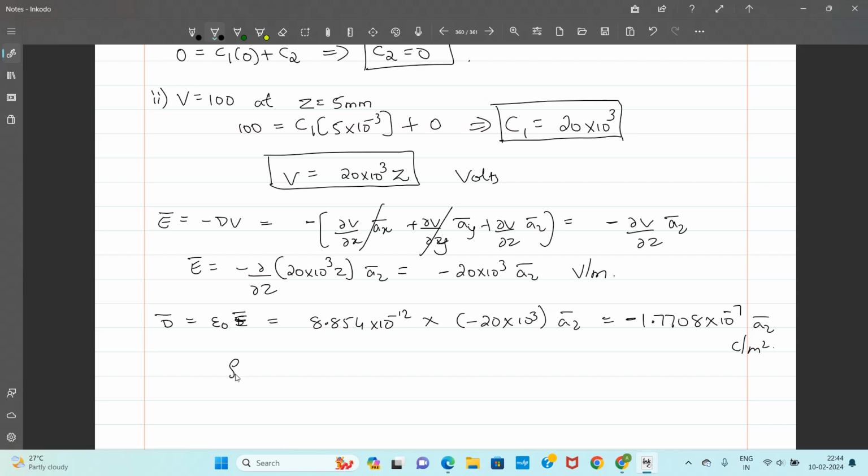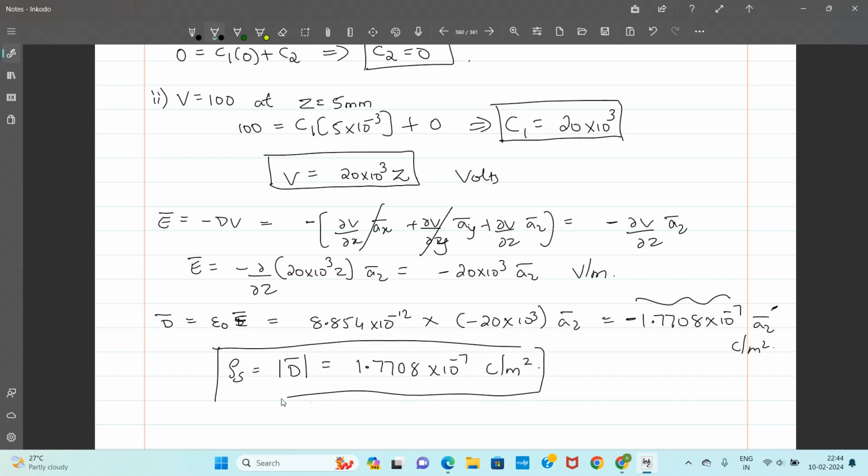And I told you the charge density is nothing but the magnitude of your flux density. Out of this, this portion is the magnitude and this is direction. So I'm talking about magnitude, right? Irrespective of the sign, I need only the value here. So it is 1.7708 into 10 power minus 7 coulomb per meter square.